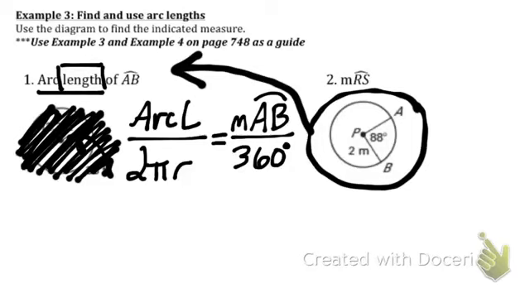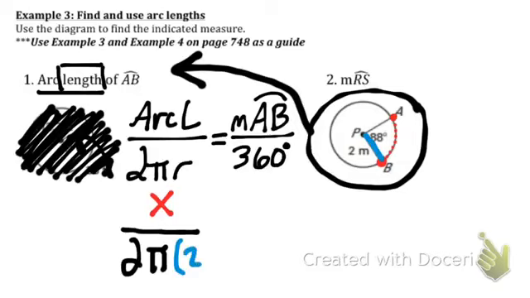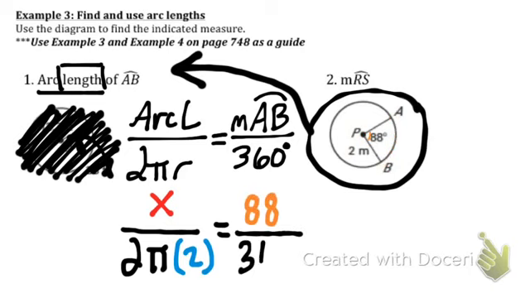So we have to find the arc length. The arc length goes from A to B, and we don't know what that distance is, so we put an X by it. Everything else we can probably figure out. Then arc length would be X divided by 2 pi, and our radius is 2. That ratio is equal to the arc measure AB over 360. Our arc measure is 88 over 360.